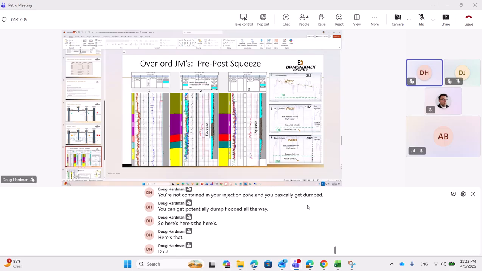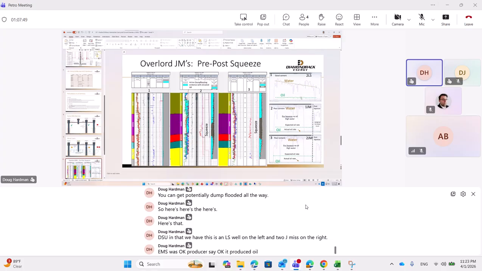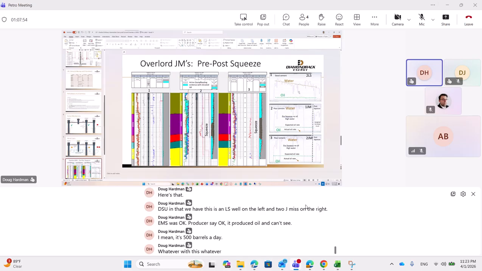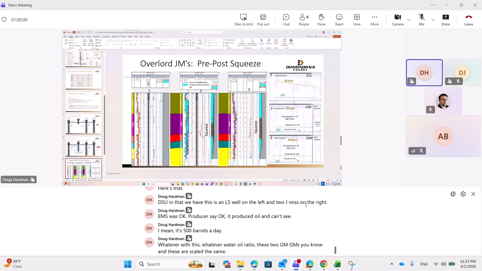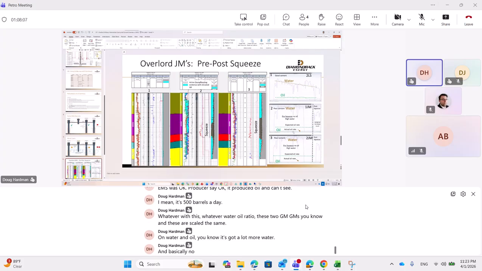The DSU that we had. This is an MS well on the left and 2 JMs on the right. The MS was an okay producer. It produced oil, 500 barrels a day, whatever, with this water oil ratio. These 2 JMs, and these are scaled the same on water and oil, have a lot more water and basically no oil.